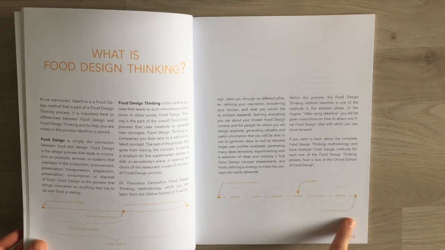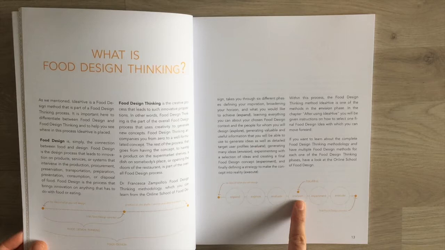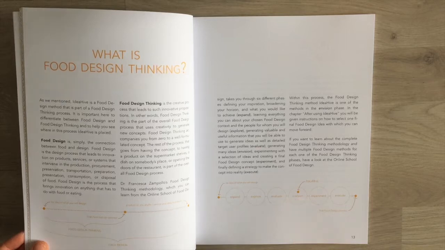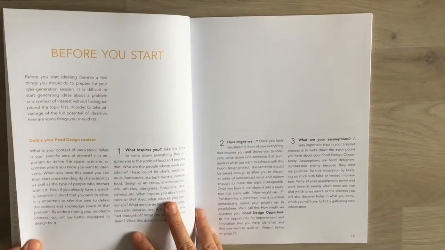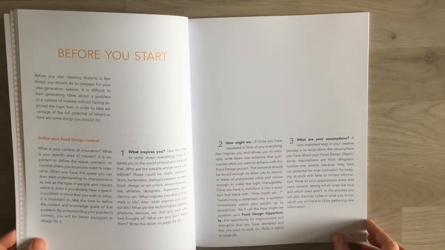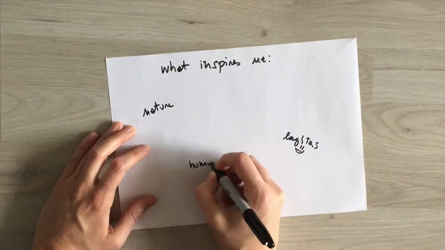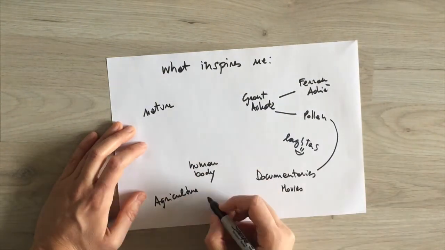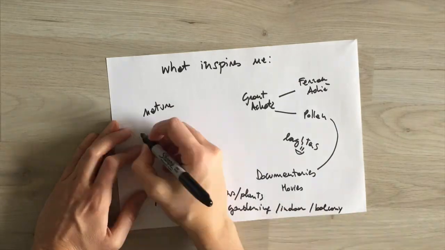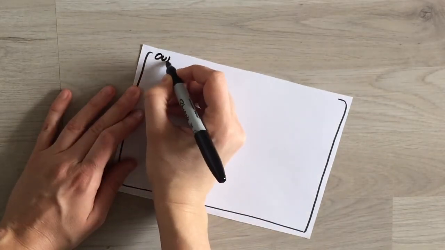Within the food design thinking process, the food design thinking method IdeaHive is one of the methods in the envision phase. In order to take advantage of the full potential of this method, here are some of the things you should do. Take the time to write down everything that inspires you in the world of food and beyond that. Who are the people whose work you admire? What inspires you about their work or life? Also, what inspires you personally?